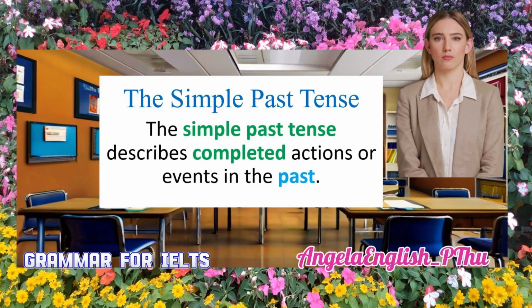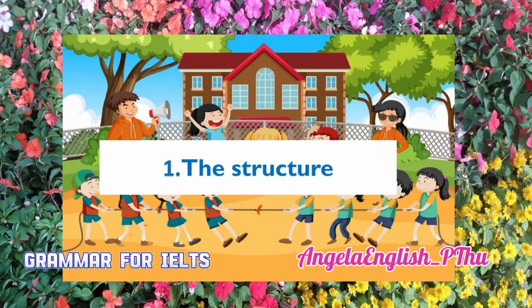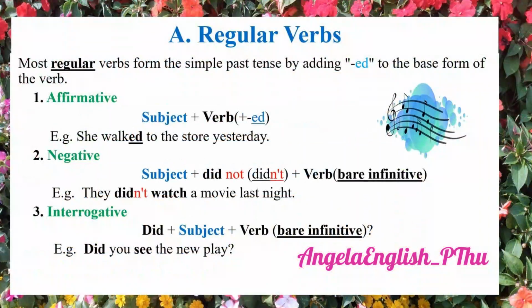The simple past tense. The simple past tense describes completed actions or events in the past. 1. The structure. A. Regular verbs. Most regular verbs form the simple past tense by adding -ed to the base form of the verb. 1. Affirmative. Subject plus verb plus -ed.